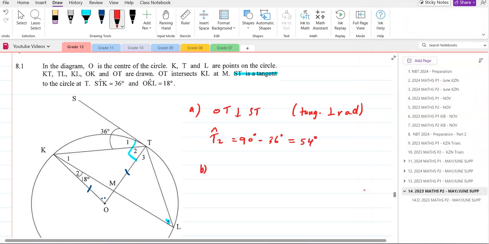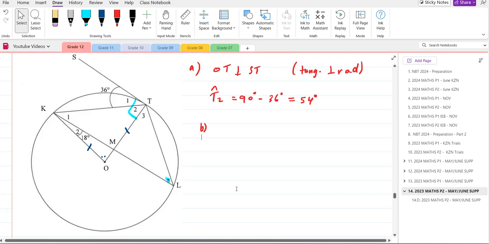To find B, what's the next one? Angle L. How are we going to find angle L? That's tan chord theorem. Remember, we discussed that angle L is equal to angle T1, right? And that's equal to 36 degrees. The reason is tan chord theorem.